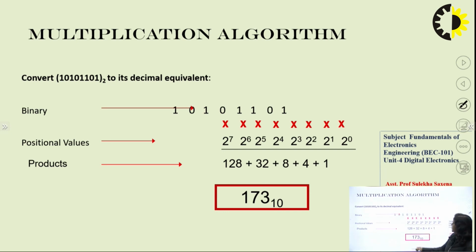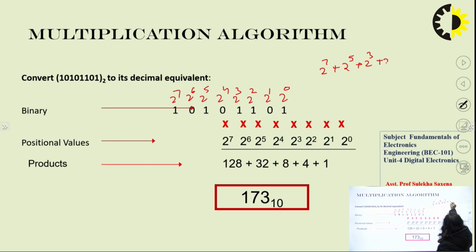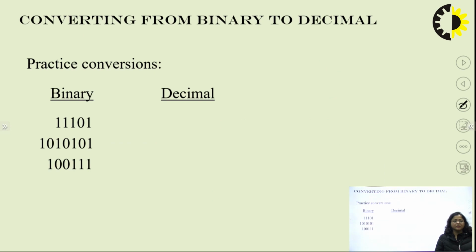So for example, if the number is 10101101, then the weights are 2 to the power 0, 1, 2, 3, 4, 5, 6 and 7. So the resultant number will be 2 to the power 7 plus 2 to the power 5 plus 2 to the power 3 plus 2 to the power 2 plus 2 to the power 0, which comes out to be 128 plus 32 plus 8 plus 4 plus 1, that is 173. So we can easily convert any number to its decimal equivalent.